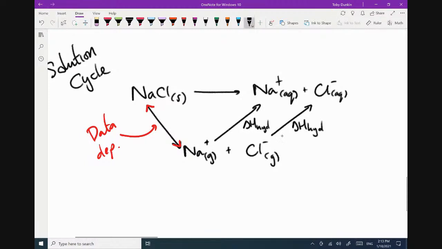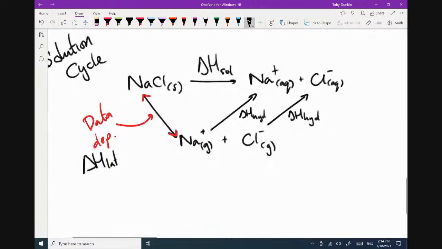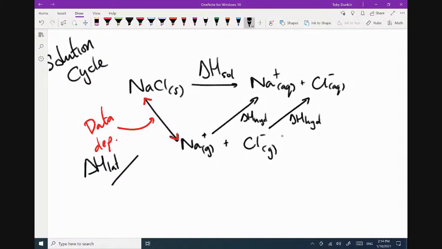So we can create a Hess cycle. Enthalpy of solution, and this one is either enthalpy of lattice. If they just give you enthalpy of lattice, is it making or breaking, Dana? Well done. Chemists like to make stuff. By standard, it would be making, so we'll get delta H lattice. Cool. So we can now create a very simple Hess cycle.